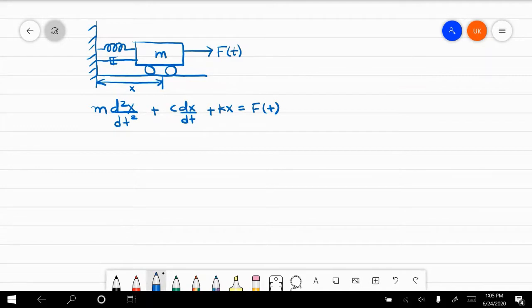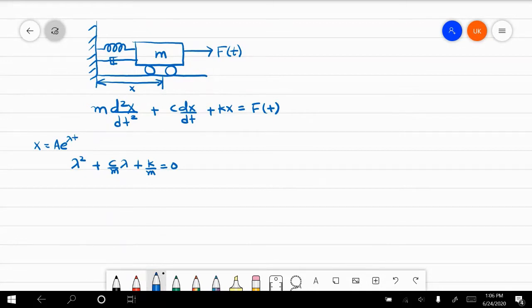Then we talked about how this can be solved. This can be solved by substituting a model solution, right? In this case, we substituted x = A e^(λt), and upon substitution, we got an equation, and we call this equation the characteristic equation. The equation that we obtained was λ² + (c/m)λ + k/m = 0.